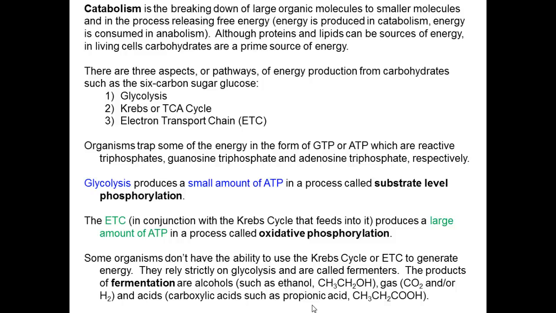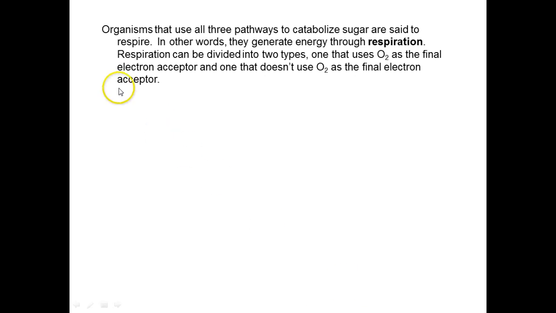And so when we start studying, and as you guys start reading for the next one, a lot of these processes that we look at are going to be fermentation processes, right? Where we're going to look at the production of products like alcohols and gases and acids, right? So keep those in mind as we go through. So organisms use all three pathways to catabolize, right? Break down sugar. Organisms are said to respire, right, if they're doing glycolysis, Krebs cycle, electron transportation. This is referred to as respiration.